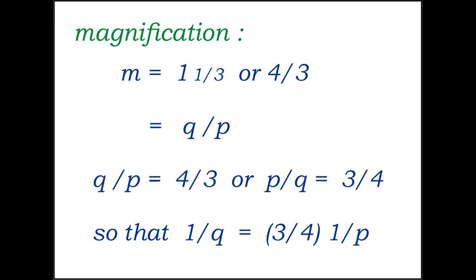We previously saw that the required magnification is 4/3. Fortunately, the magnification is also given by the image-object distance ratio, which means that the object-image ratio is 3/4, so that 1/Q is 3/4 of 1/P. Next, I will replace 1/Q in the Gaussian thin lens formula with this result.